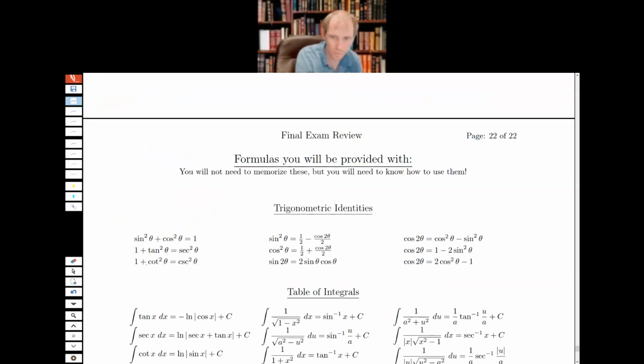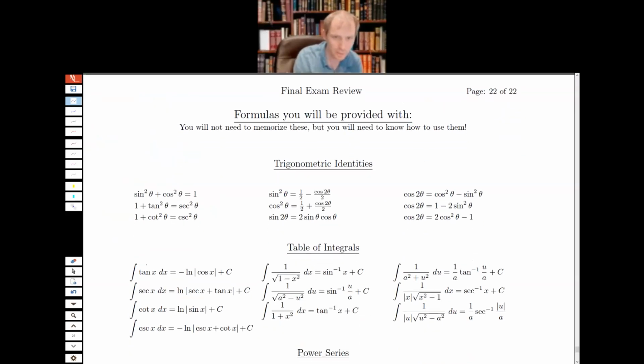Sine squared is the same story as cosine squared. I need to use my identity that we have here. Sine squared theta is 1/2 minus 1/2 cosine of 2 theta. That's not a typo. Both of these give you a cosine of 2 theta. That comes from the double angle identities for cosine, right?